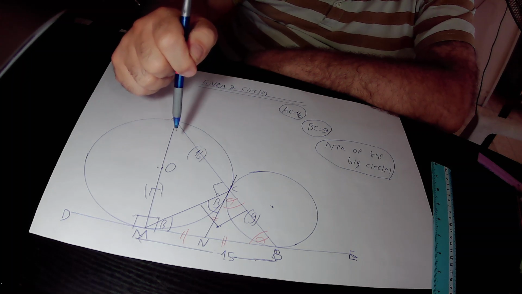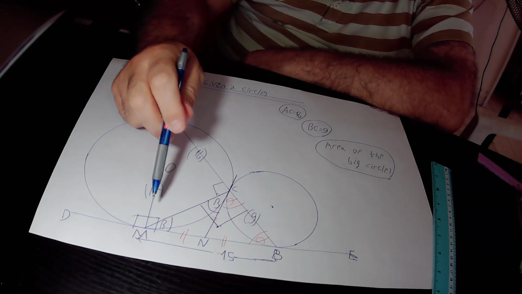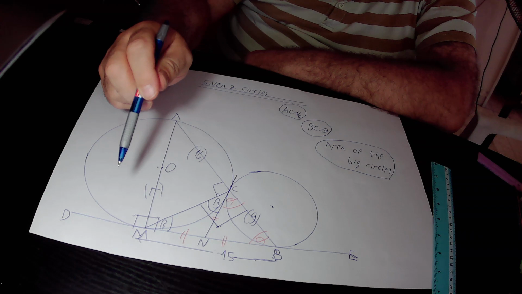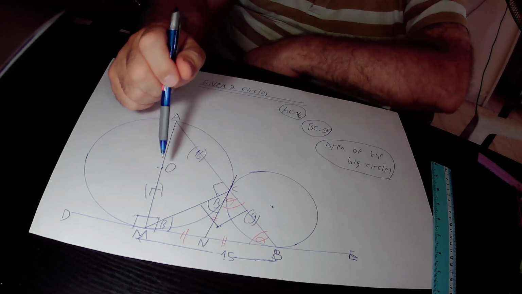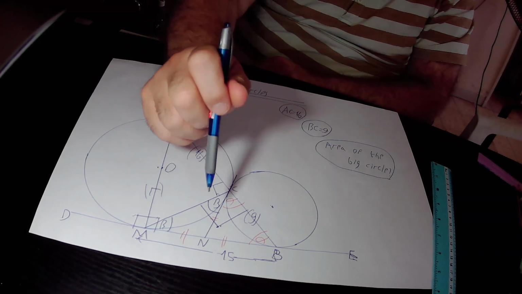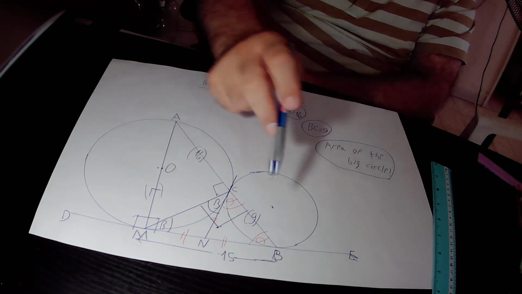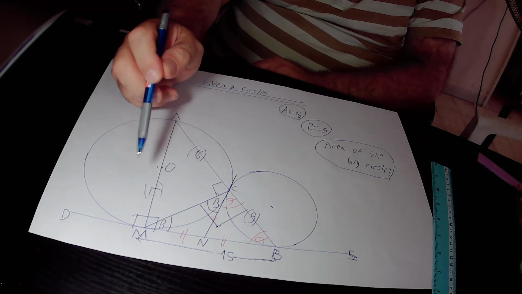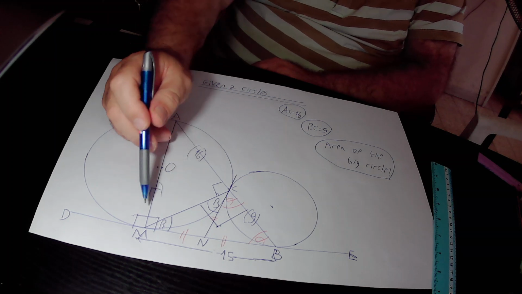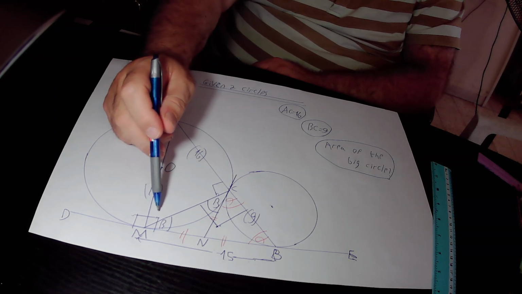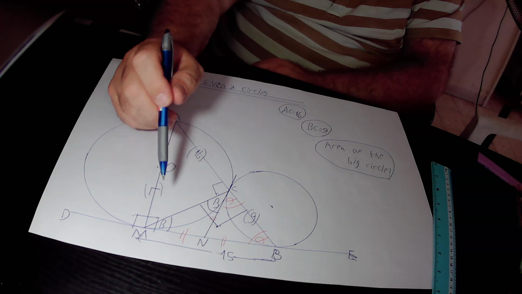Because the radius OM is drawn to point M, that is the point of tangency of tangent DE with this big circle, and whenever your radius is drawn to the point of tangency, then tangent DE will be perpendicular to the radius MO. If DE is perpendicular to MO, it means that this angle equals 90 degrees, and this angle also equals 90 degrees, according to rule 1.